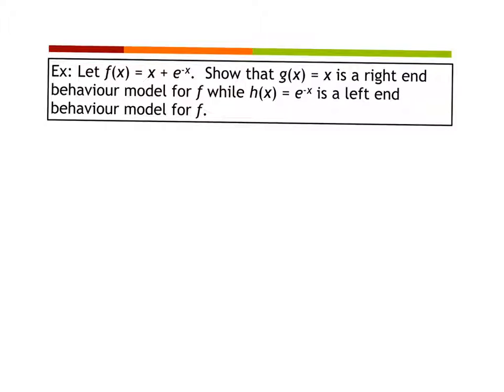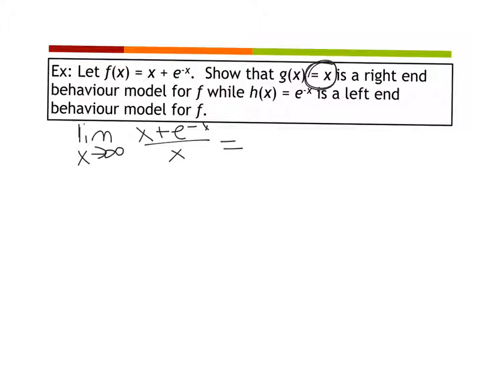It's a constant. Now, they want us to show that g of x equals x is a right end behavior model, and that h of x equals e to the negative x is a left end behavior model. To tell if it's a right end behavior model, I take the limit, and because it's right, it's going towards infinity, of x plus e to the negative x divided by x, because that's what g is here, equals, and I just calculate it.